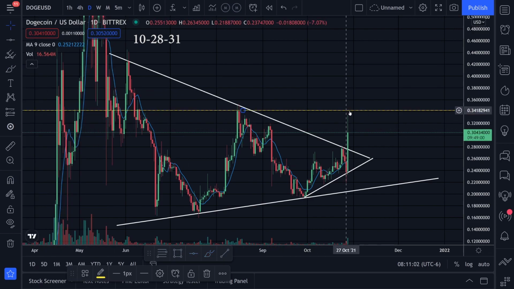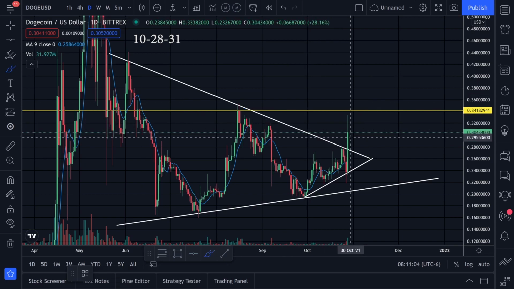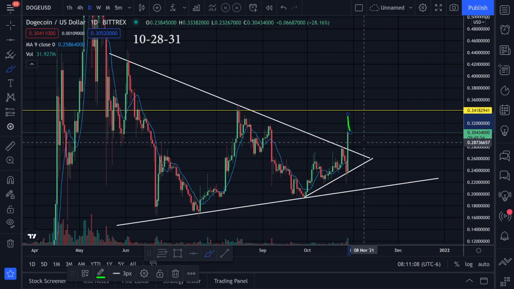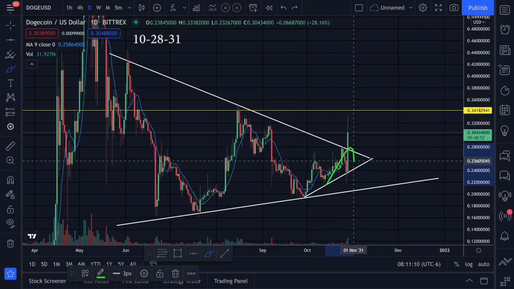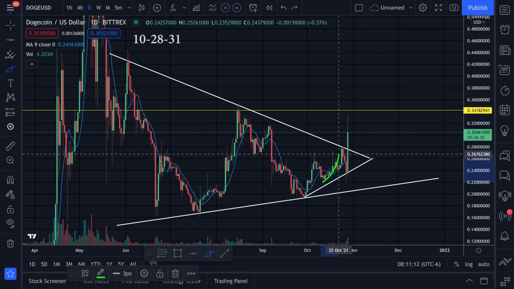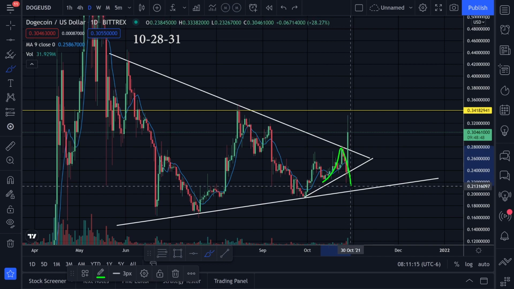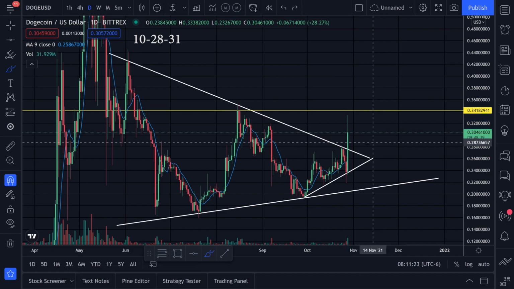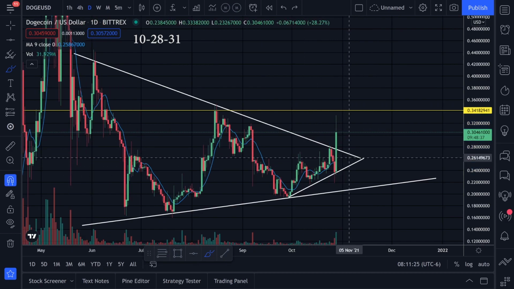We pretty much came up and hit this level right here. We didn't hit it perfect, but we came really close to it, and then we got dumped down. So it's been pretty volatile right now. I mean, we came up, came down hard. I got my leverage position wrecked, and then we came up over here and came back down. So it's pretty volatile right now.